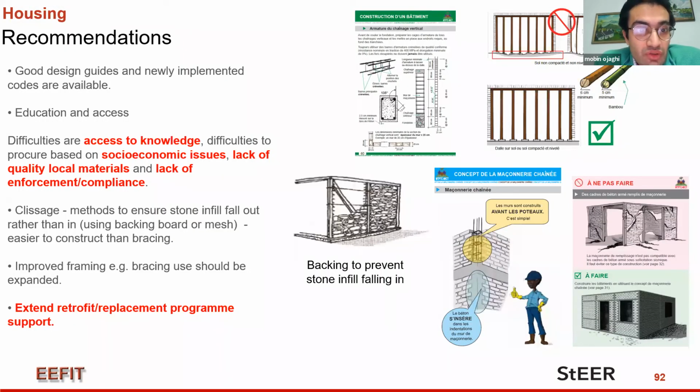Recommendations. Good design guides and a newly implemented Code National de Bâtiment d'Haïti 2012 is available. Difficulties are access to knowledge, socioeconomic issues, lack of quality local materials, and lack of enforcement or compliance. For easier retrofit of clissage, one good solution is to use a backing board or mesh to ensure stone infill falls out rather than into the building. Use of bracing should be expanded and support extended for retrofit and replacement programs. I'll now pass over to Mike, who's going to provide concluding remarks.